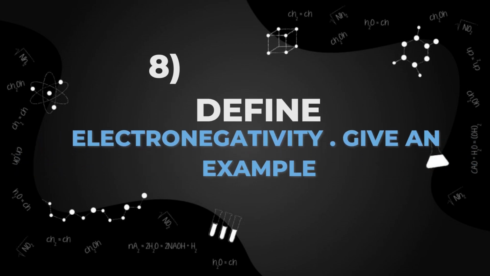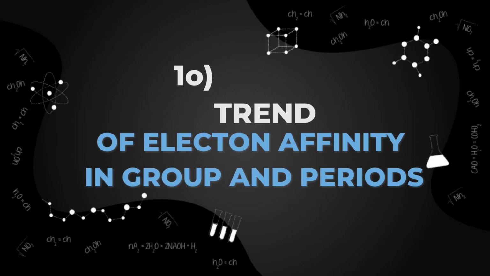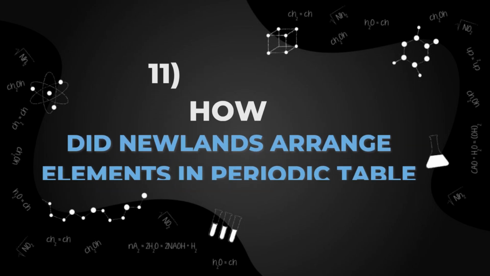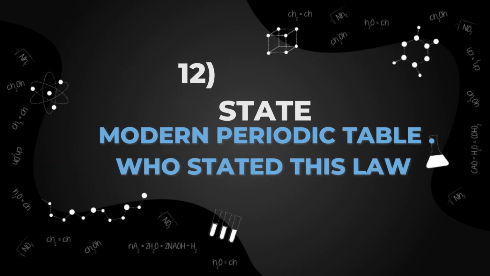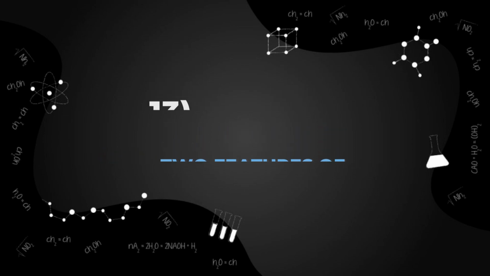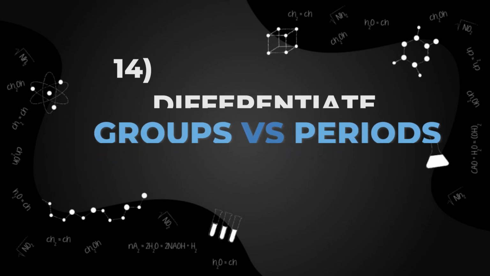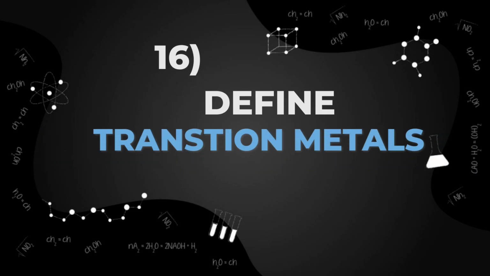define electronegativity with an example, define shielding effect, what is the trend of electron affinity in a group and period, how did Newland arrange the elements, state modern periodic law, who put forward this law, write 2 features of long form of periodic table, differentiate between groups and periods, why ionization energy decreases in a group, what are transition metals.